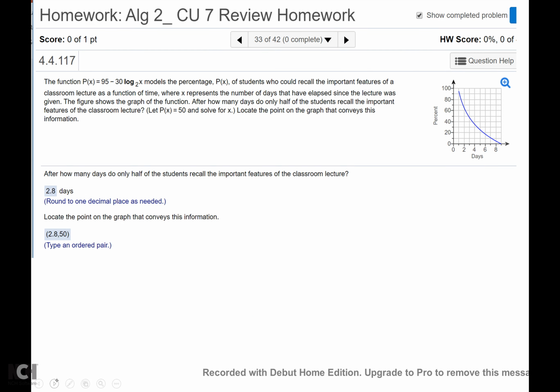Alright. Here's a function that models the percentage, p of x, of students who could recall the important features of a classroom lecture as a function of time, where x represents the number of days that have elapsed since the lecture was given. The figure shows the graph of the function. After how many days do only half of the students recall the important features of the classroom lecture? Let p of x equal 50 and solve for x. Locate the point on the graph that conveys this information.